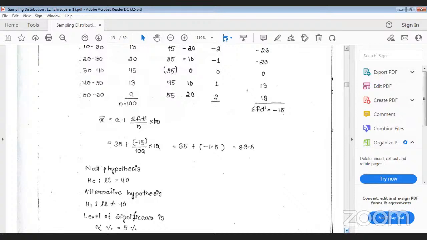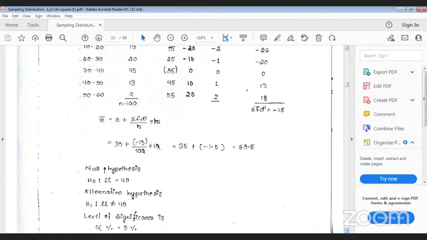Always the statement you write in the null hypothesis must be related to the population only. You don't write anything related to the sample, because you have to find the result for the population only through testing of the sample. Through testing the sample, we finally draw a conclusion about the population. That's why you have to write a null hypothesis for the population parameter.